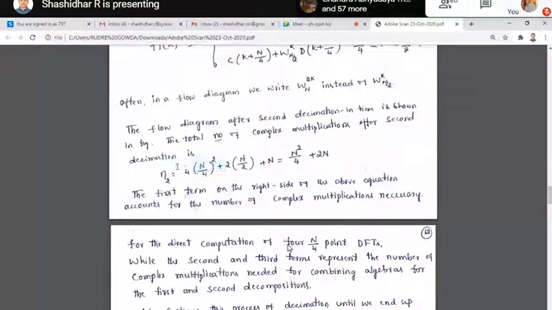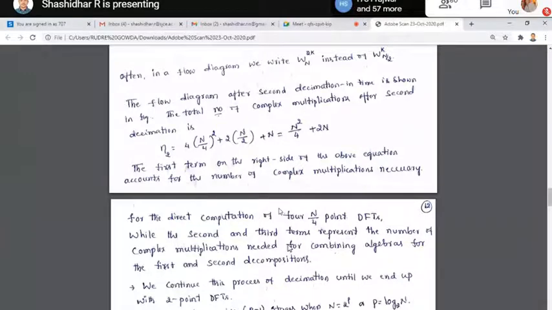So this is the first term. Actually, this is the number of complex multiplications for the direct computation of four N/4-point DFTs. Okay. This is the second one, while the second and third terms represent the number of complex multiplications needed for combining the first and second decompositions.